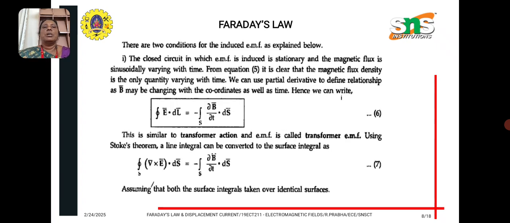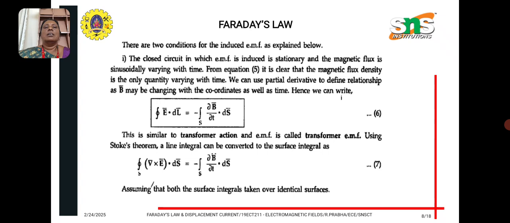Now there are two conditions for the induced EMF. The first condition is that the closed circuit in which EMF is induced is stationary and the magnetic flux is sinusoidally varying with time. For this case, the magnetic flux density is the only quantity varying with time. So we can use the partial derivative to define the relationship, as B may be changing with the coordinates as well as the time. Here we can write the integral over the closed path of E dot dl is equal to minus the integral over the surface of dou B by dou t dot ds.